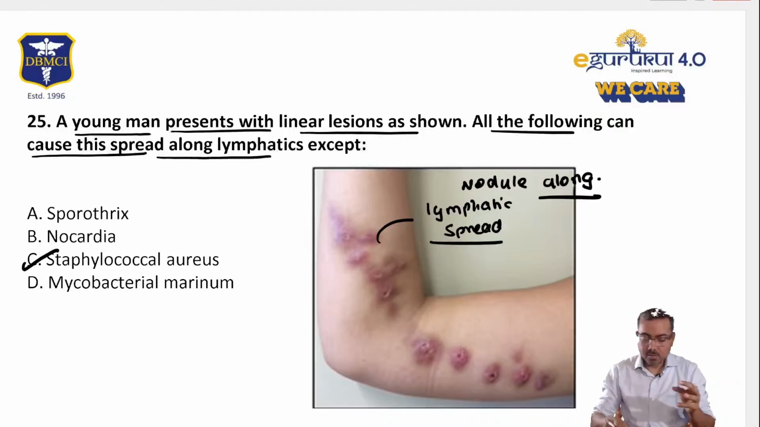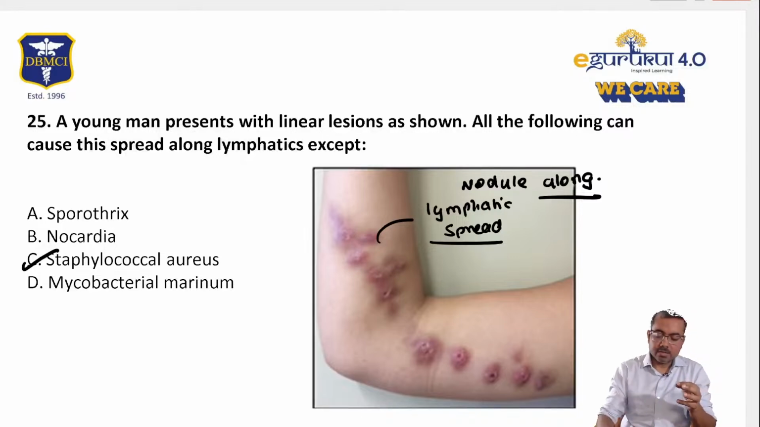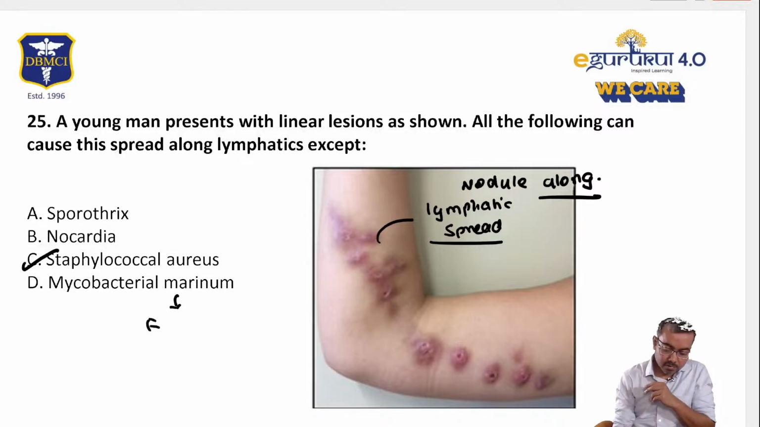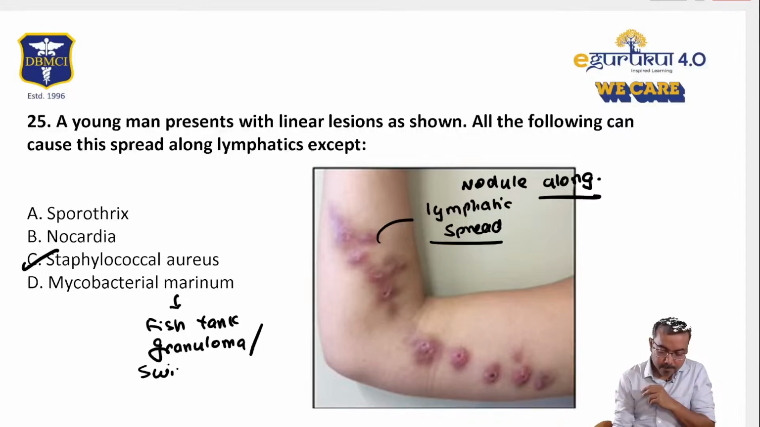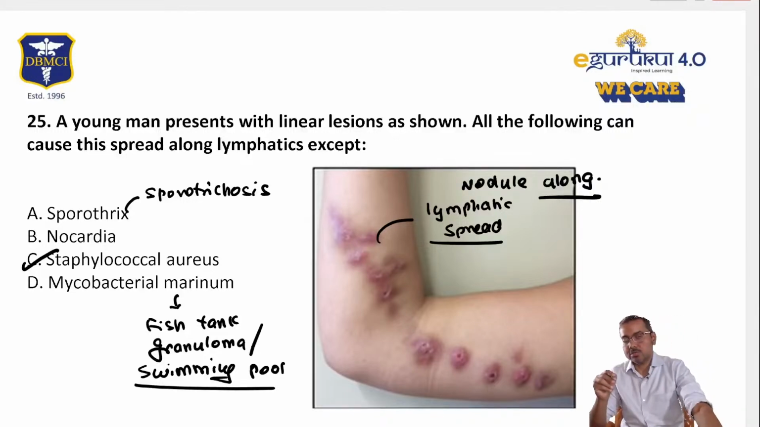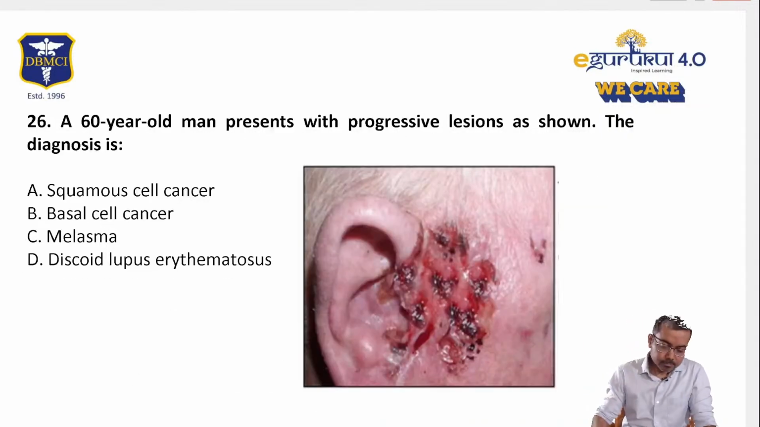This is a slide that you have to mug up. The three diseases which can cause this: Nocardia can cause it, Sporothrix, which is sporotrichosis, or Mycobacterium marinum. The disease is called fish tank granuloma, also called swimming pool granuloma. This is sporotrichosis. Staph aureus obviously cannot cause this kind of disease process. Clear?